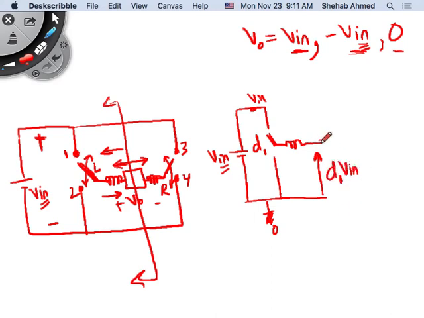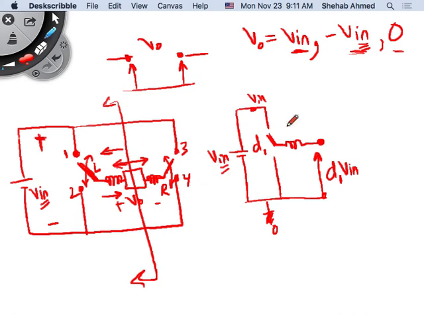Right, so I have duty cycle times V input coming from this side, right? I would like to look at V output. If I want to know what my V output is equal to, then I have to look at the voltage here minus the voltage here to see what my V output is, right? So now I looked at the left-hand side. My voltage is D1 times V input.